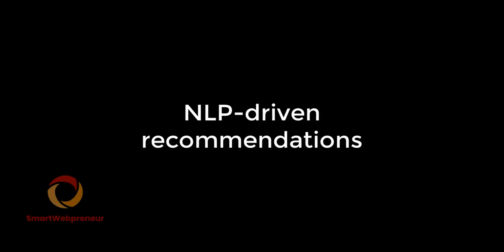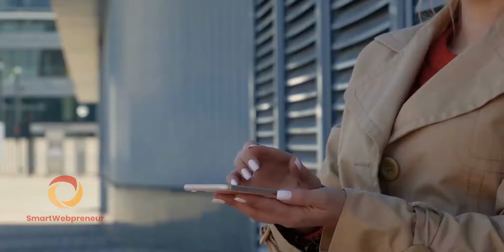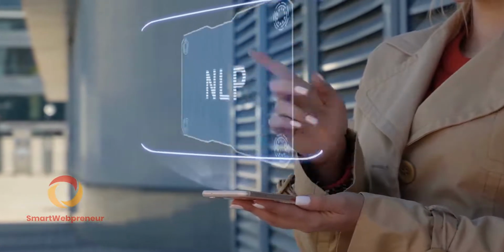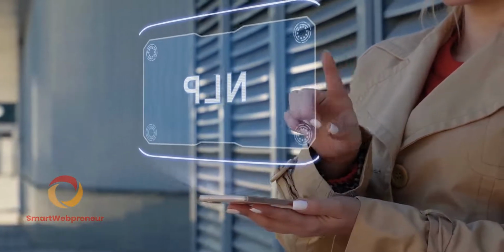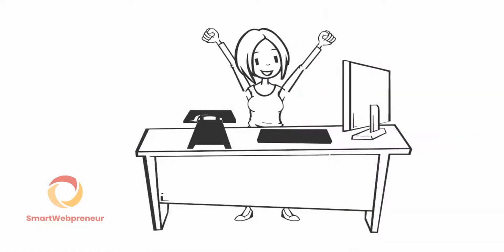Neuron Writer is a tool that provides you with easy-to-follow NLP-driven recommendations that can help you write better and rank higher in search engines. NLP-driven recommendations sounds pretty fancy, right? Don't worry, it's not as complicated as it sounds. Neuron Writer simply uses NLP, or natural language processing, to provide easy-to-follow recommendations that will make your content shine.